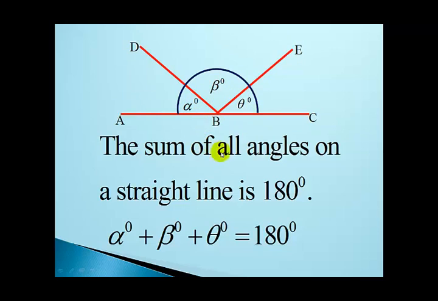The sum of all angles on the straight line is 180 degrees. And because the angles on the straight line are alpha degrees, beta degrees, and theta degrees, when we add the three angles, it's equal to 180 degrees. Why? Because the sum of all angles on the straight line is 180 degrees. And therefore, alpha degrees plus beta degrees plus theta degrees is equal to 180 degrees.